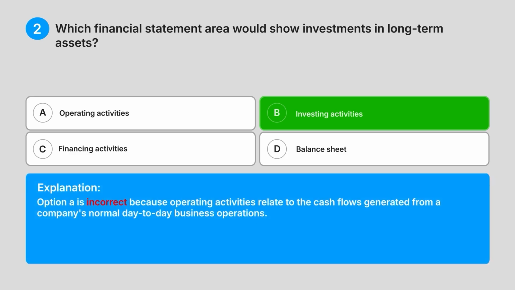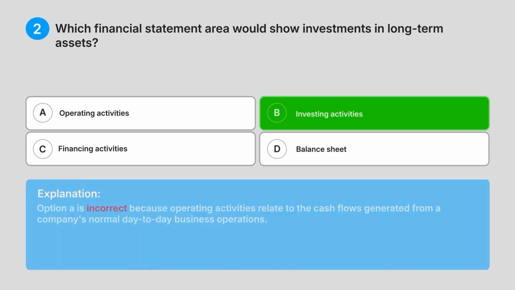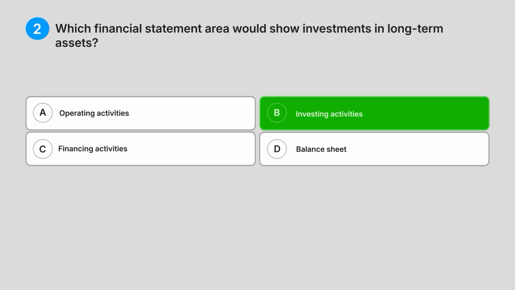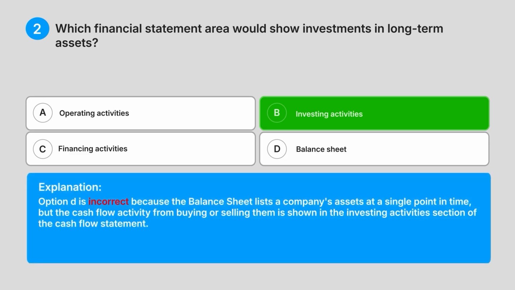Option A is incorrect because operating activities relate to the cash flows generated from a company's normal day-to-day business operations. Option C is incorrect because financing activities report cash flows related to debt, equity, and dividends, such as issuing stock or repaying a loan. Option D is incorrect because the balance sheet lists a company's assets at a single point in time, but the cash flow activity from buying or selling them is shown in the investing activities section of the cash flow statement.